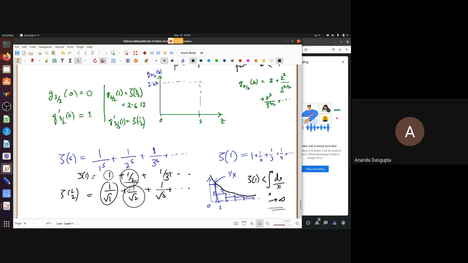Among these two terms, half and 1 by root 2, which one is bigger? So the 1 by root 2 term is bigger. What about this one, compared to 1/3? Of course, it is also bigger than 1 third. So what you can see is every term in zeta half is larger than the corresponding term in zeta 1. So what do you conclude about zeta half?